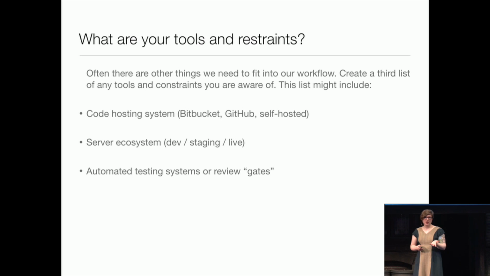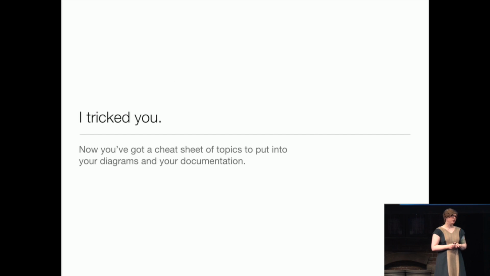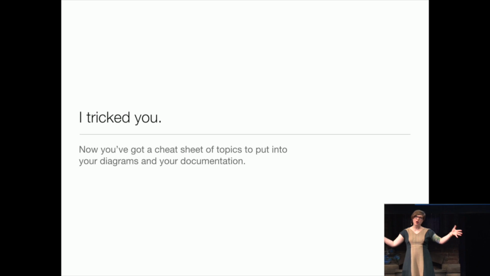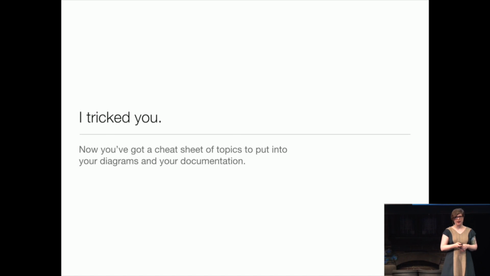And then we talk a little bit about their system, or rather I have them talk through it on a piece of paper, and they will say what their code hosting system is, if they have any automated testing gates, whatever it is, and then I admit to them that I've tricked them. Because what they're going to do next is they're going to take all of these sheets of paper, and they now basically have a checklist to create a diagram for how their system is set up.